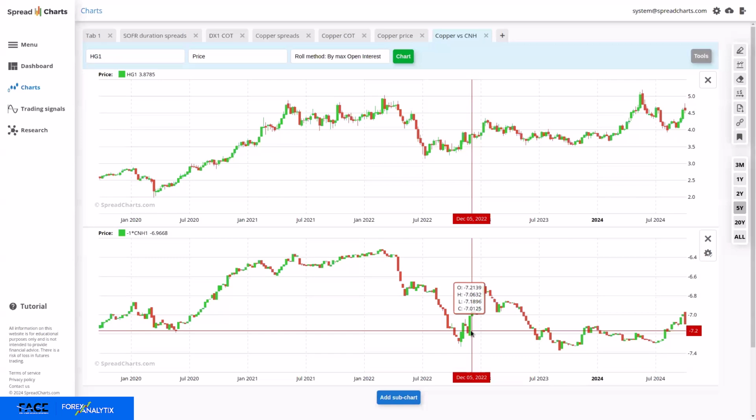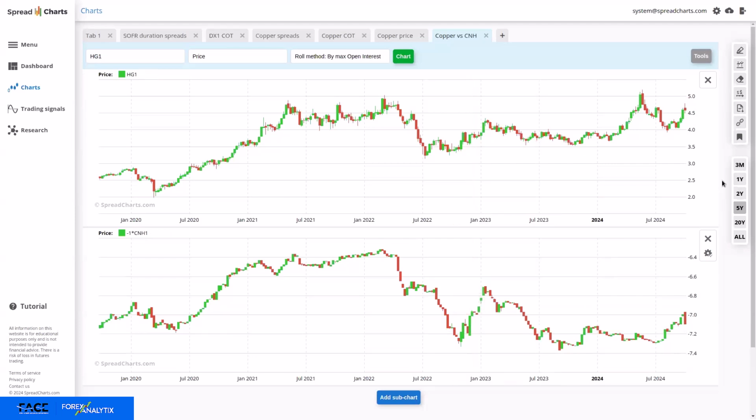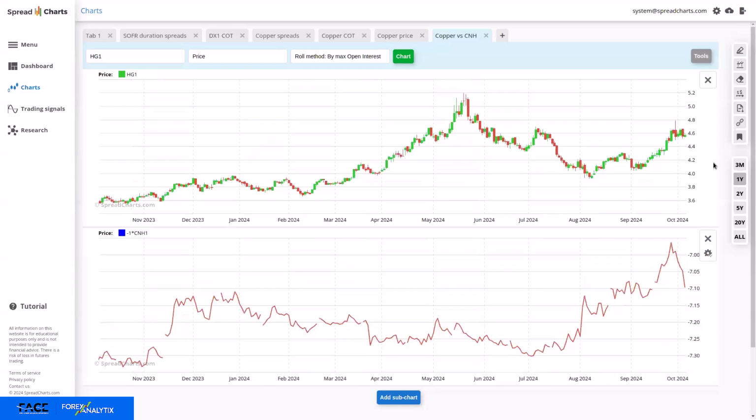So for me, the recent stimulus was just a sign of weakness, of desperation, and that will weigh on copper prices, at least in the short term. And the data proves this.